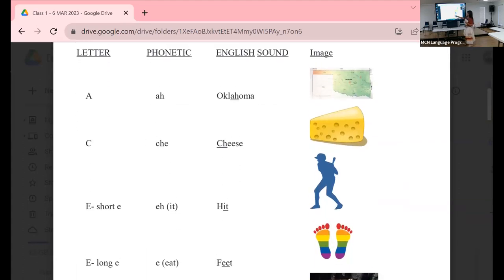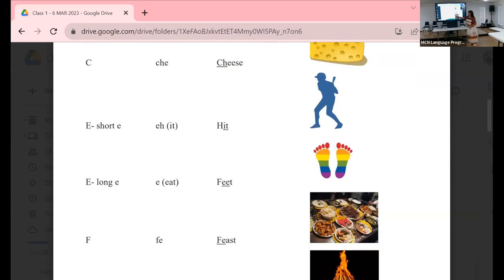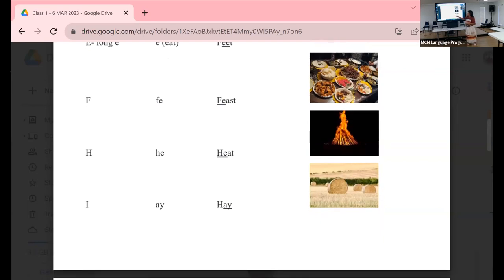All right? So like the letter A, it's ah, like in Oklahoma. That's the sound we're trying to get. The C, the chi, like in cheese. And for those of us who are more visual, I put the visual there. That's why you have an image to help you remember. Okay, you got the short E, it, like in hit, baseball player hit. Long E, like in eat or feet. The F, like in feast. That's why I got a picture of feast.